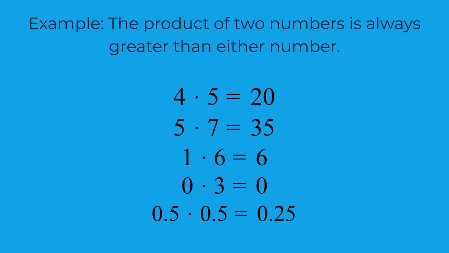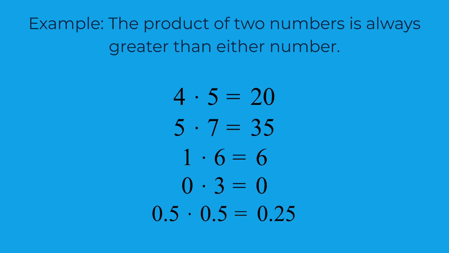And we can even see here, two decimal numbers equals a smaller decimal number. 0.5 times 0.5 equals 0.25, which is smaller than either 0.5 that we started with and multiplied together, meaning that this conditional statement is false. But we provided 3 counterexamples here. The key thing to know is that only one counterexample is needed to prove this conditional statement false.